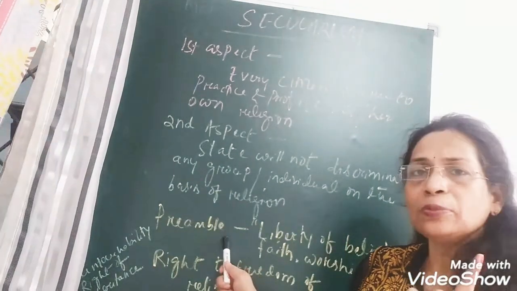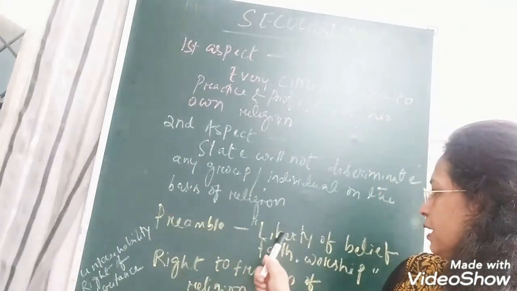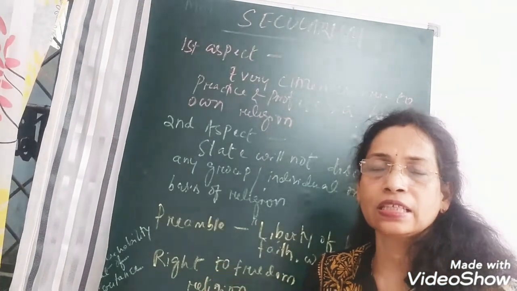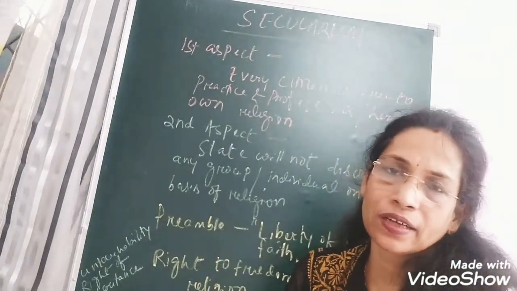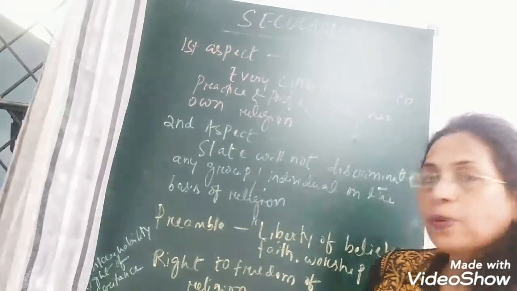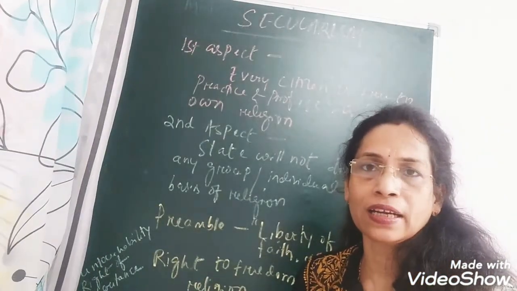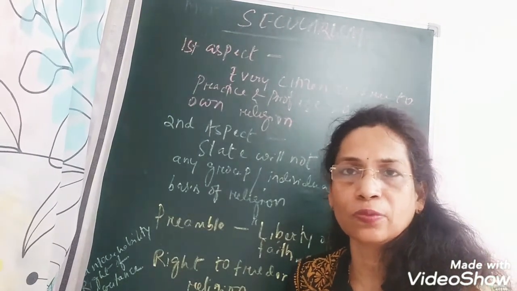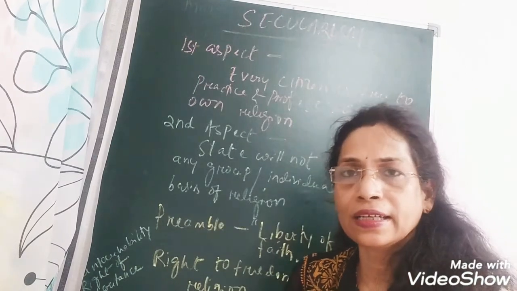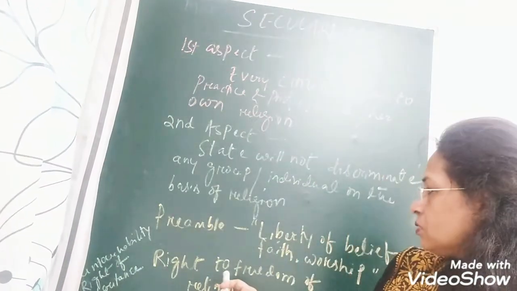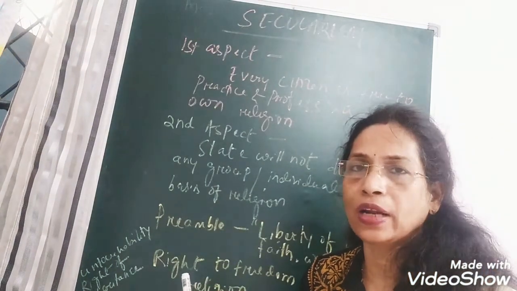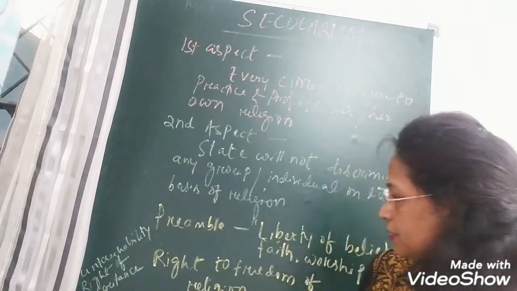Now our preamble itself says that there will be liberty of belief, faith and worship. It means religious freedom will be granted to each and every citizen. The right to freedom of religion is a fundamental right. You discussed the 6 fundamental rights just in the previous class. So one of the fundamental rights is freedom of religion. It means everyone can practice and profess their own religion.